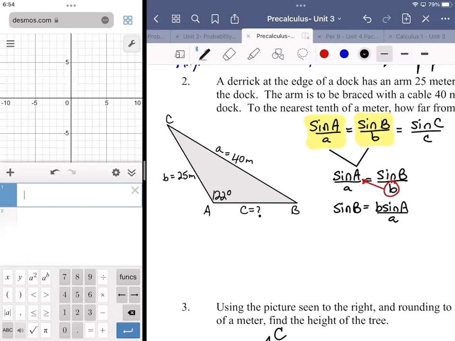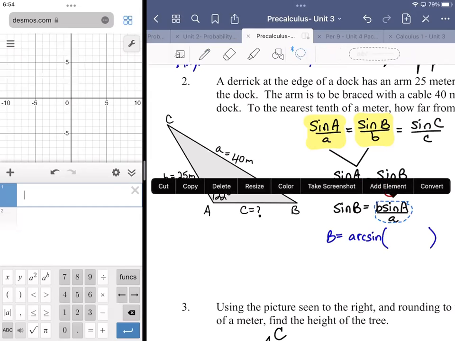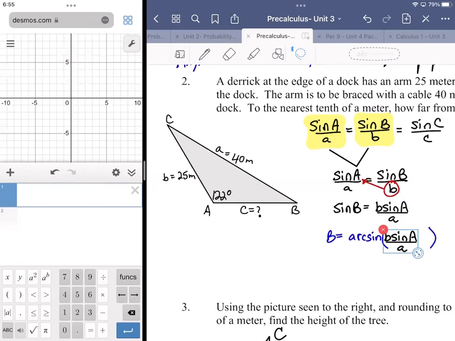Then I'm going to find the arc sine of both sides. So B would be equal to the arc sine, or the inverse sine. Remember, they mean the same thing, of B sine A over A. All right. So I know my B, I know my A, I know all that information. I can just pop it in here.